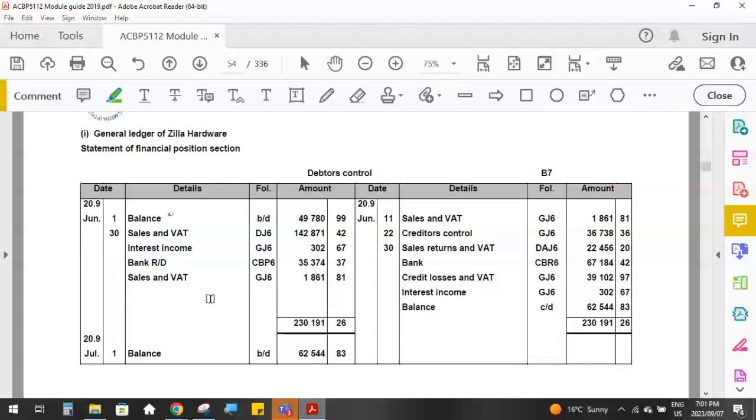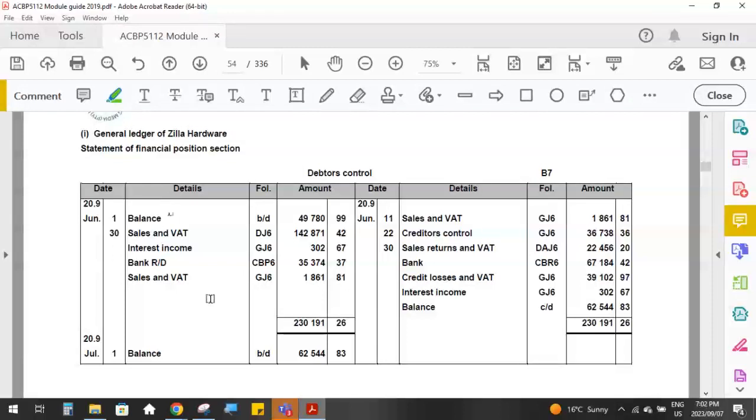Then the third transaction in the general journal is an amount written off as irrecoverable. So that's a bad debt. Our customer J Yong has gone bankrupt and they aren't able to pay us. So we have to write off that full amount. We have to clear it out of debtors control and expense it to the account credit losses and input VAT.